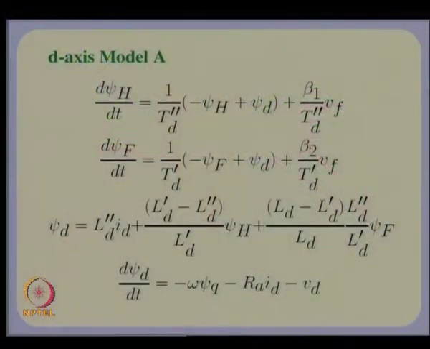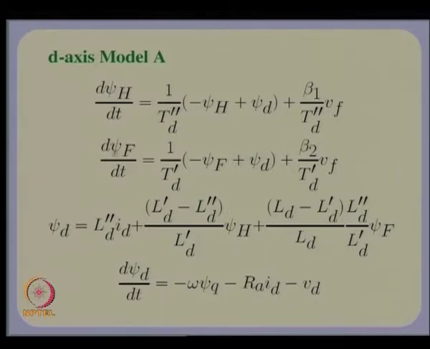So, damper windings are simply shorted, but in the D axis one of the damper windings is shorted, the field winding has an input Vf, and of course, Vd is an input to the D winding. So, if you look at the inputs, you have got Vf and Vd.